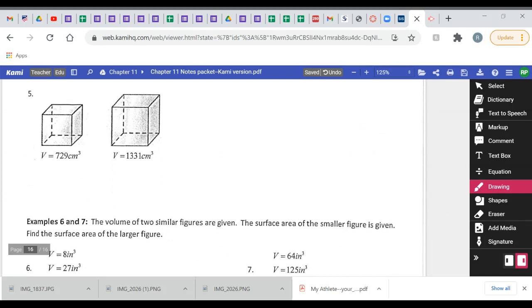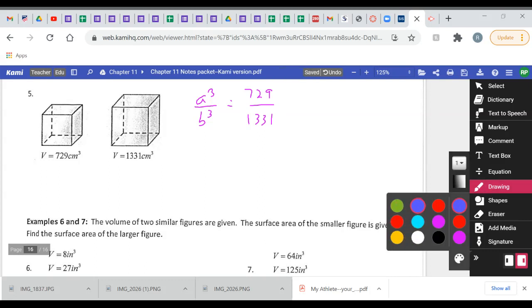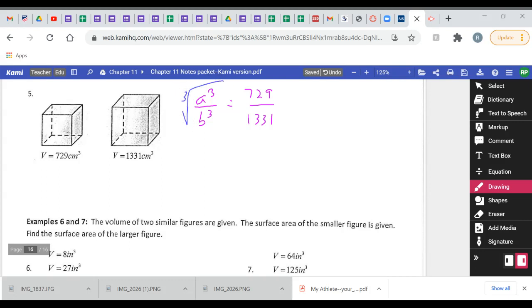On number 5, they're telling me the volumes. And again, same idea here. If I go ahead and say, all right, I know that a to the third power over b to the third power is 729 over 1,331. Then again, if I take the cube root of each side, then I realize here the cube root of a to the third over b to the third is just a over b. So that gets me down to the scale factor.